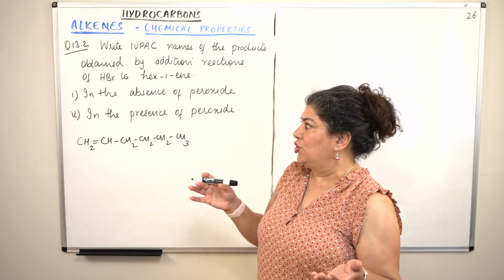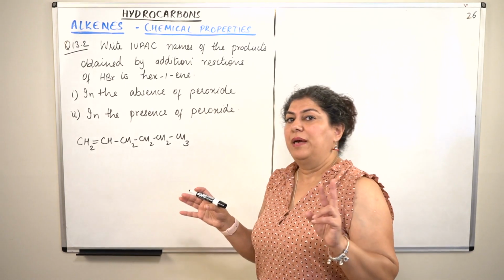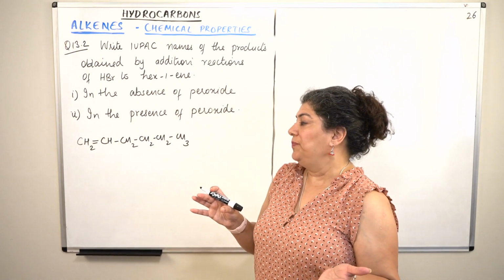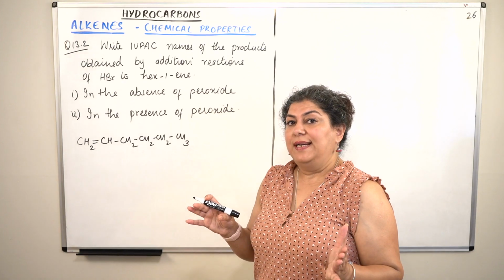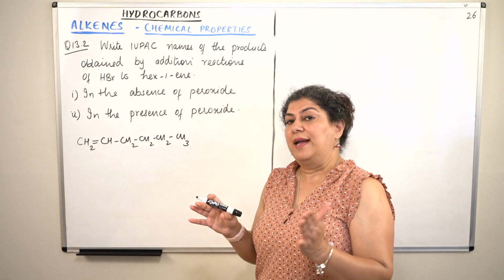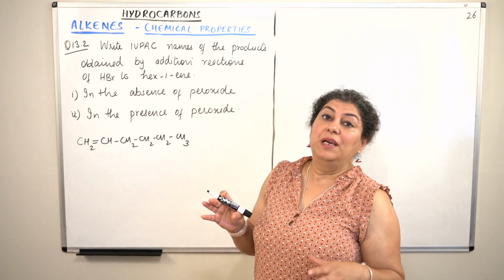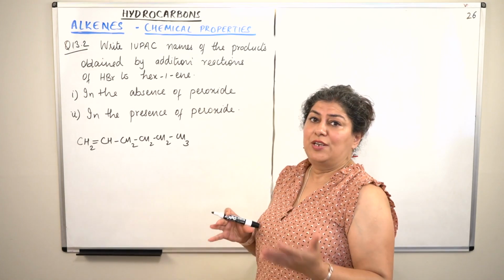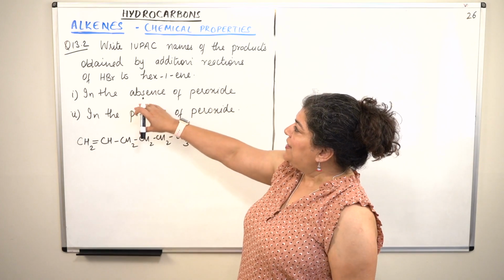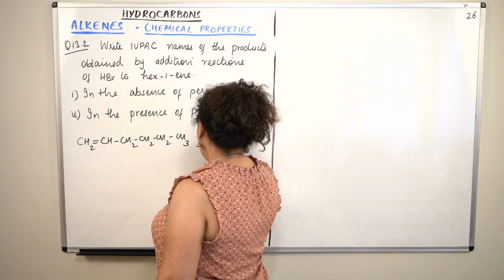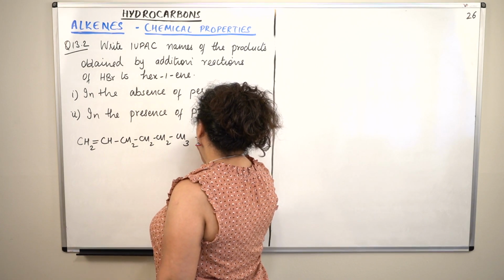So yes, it will show the addition either by Markovnikov rule or by Anti-Markovnikov addition. In the presence of peroxide, the addition will be Anti-Markovnikov. In the absence of peroxide, the addition will be Markovnikov addition. So that is all that we have to keep in mind. The first is that you are adding HBr to this. HBr is to be added to it.